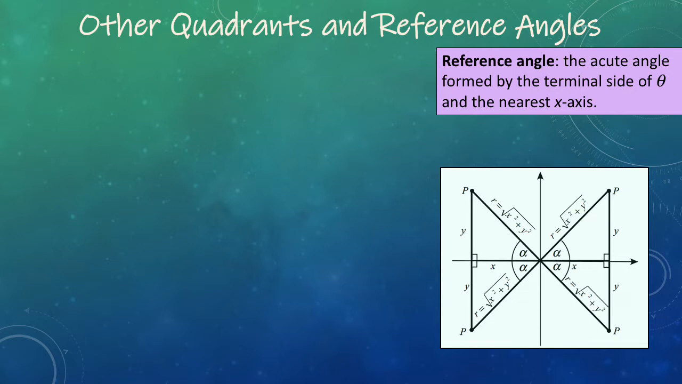The reference angle in all four cases for angle theta is the angle created to the x-axis, which we will call alpha. Notice that only in quadrant 1 is angle theta equal to the reference angle alpha.